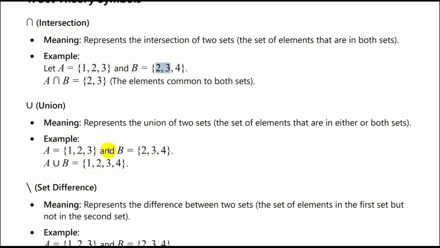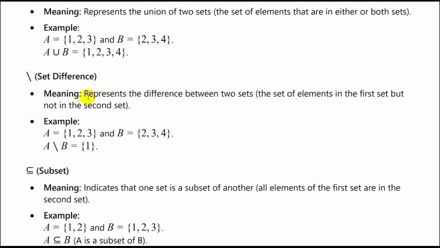Even if there are 5 sets A, B, C, D, E, if 2 is in all of them, we still state it only one time. So 1, 2, 3, 4, like that. So this is union. The symbol of union stands for U. Intersection is N.